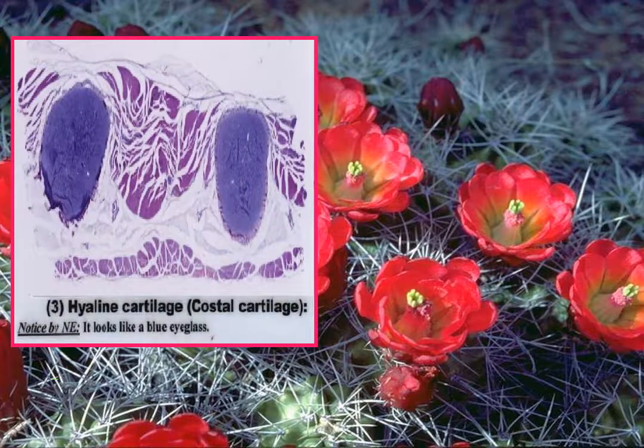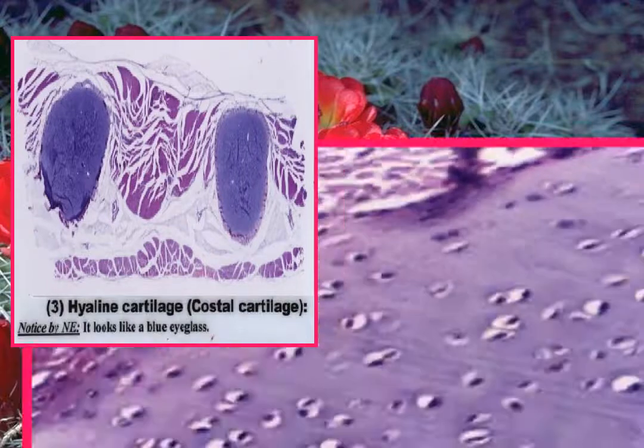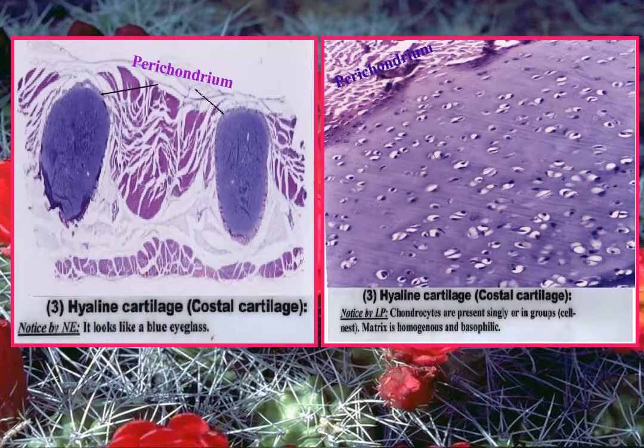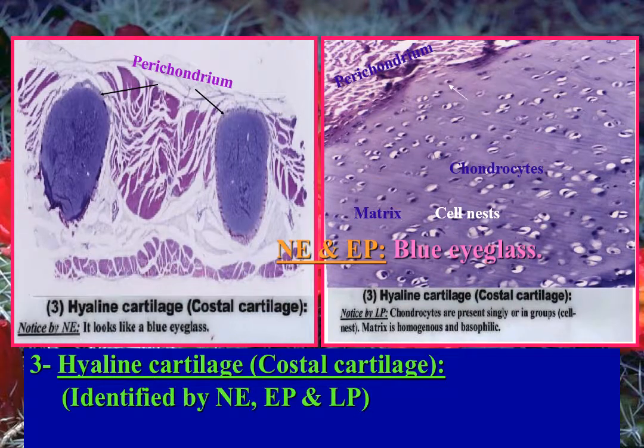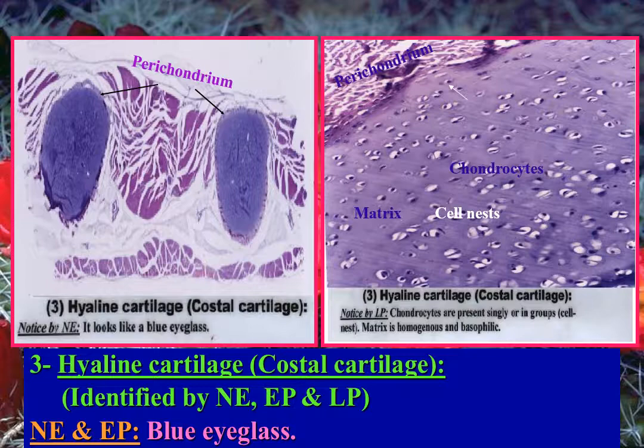Hyaline cartilage, an example, costal cartilage. It appears as a blue eye glass formed of perichondrium, a fibrous connective tissue covering the cartilage from outside, and cartilage cells called chondrocytes are present in lacunae either singly or in groups called cell nests, embedded in homogeneous basophilic matrix containing fibers, but the fibers cannot be seen as they are very thin to be seen by light microscope and have the same refractive indices of the matrix.